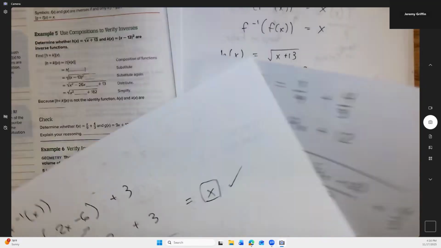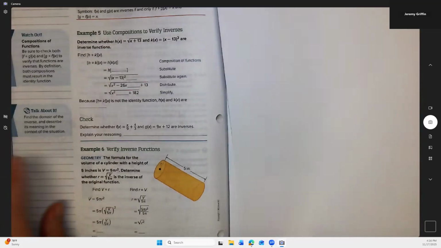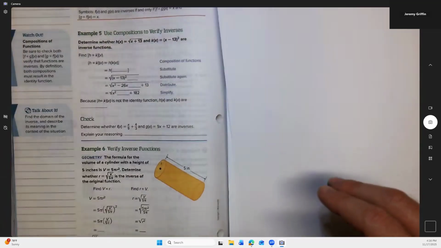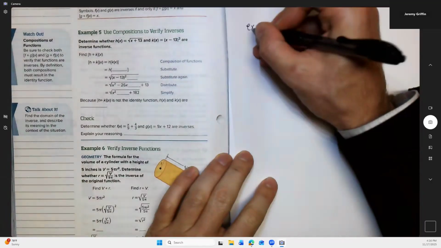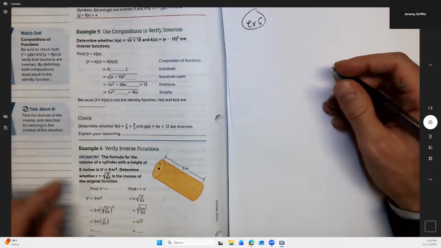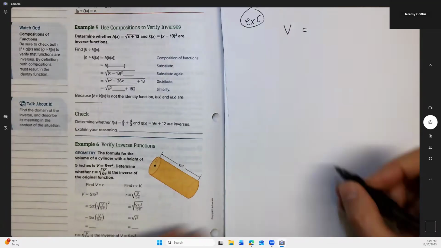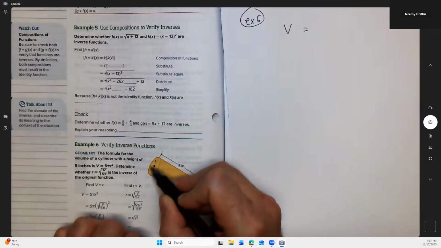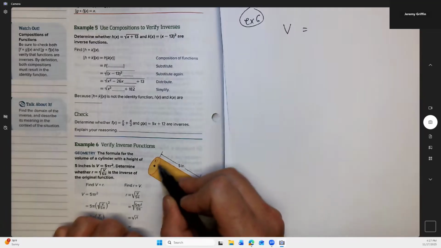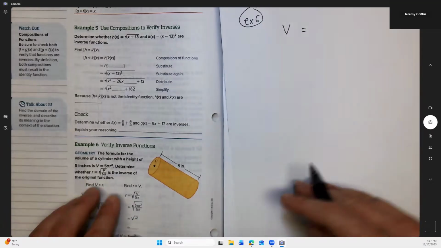So that could work. All right, so you guys see some of those. Example 6, verify inverse functions. Here we have the volume of the cylinder as a function of its radius. The volume is the cross-sectional area, the circle shape, times the length. This 2D base times the length gives you a 3D volume.